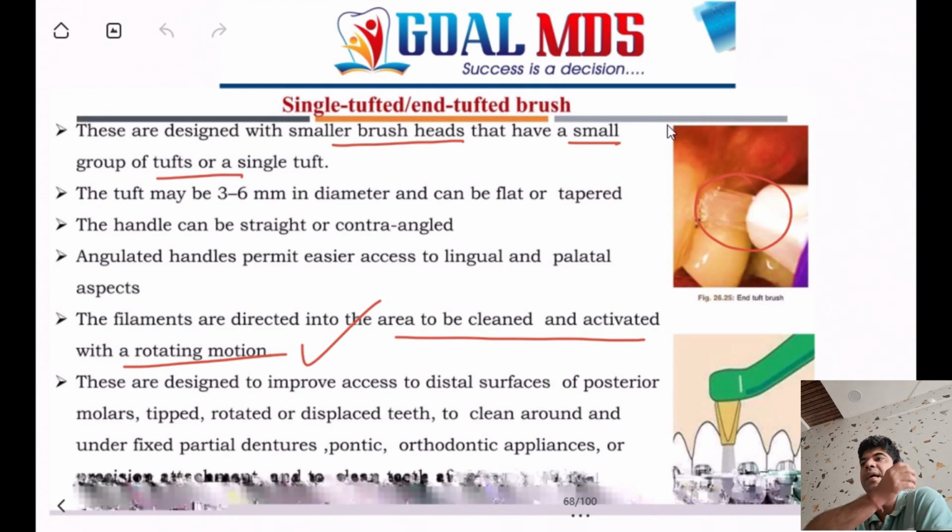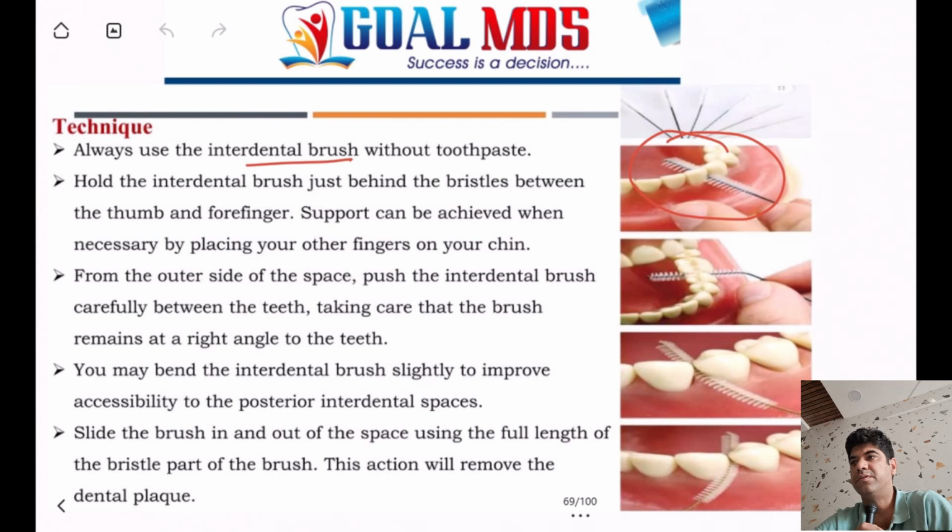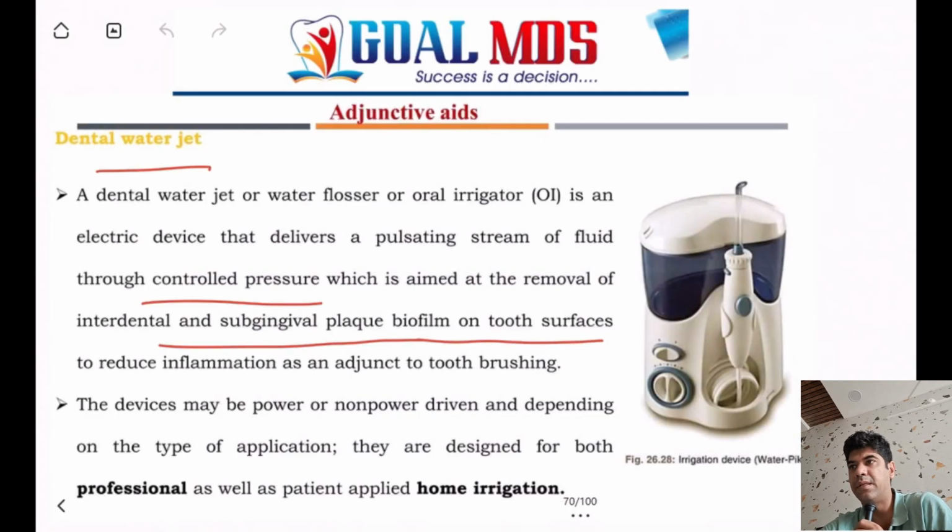Other are the single end tufted brushes. They have a small group of tufts or a single tuft. The filaments are directed into the area that has to be cleaned, and it is activated with the help of a rotating motion. So these are the interdental brushes that are necessary to clean the interdental space regularly. They are used in type 2 embrasures.